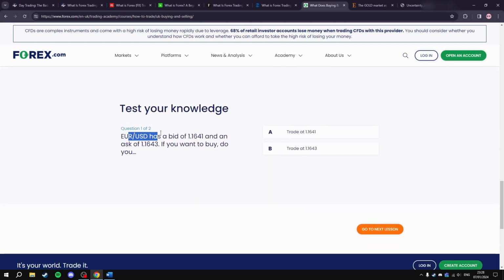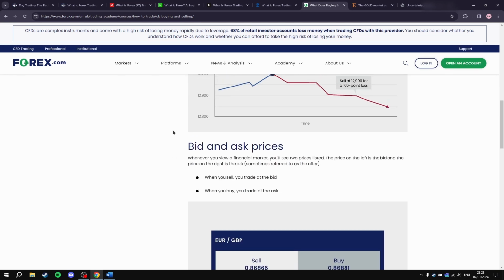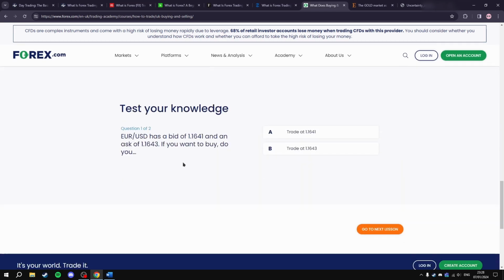Test your knowledge. USD has a bid of that and an ask of that. So bid is a price at which you sell, so when you buy you trade the ask. So you buy at that. If you want to buy, you trade at 4.3.